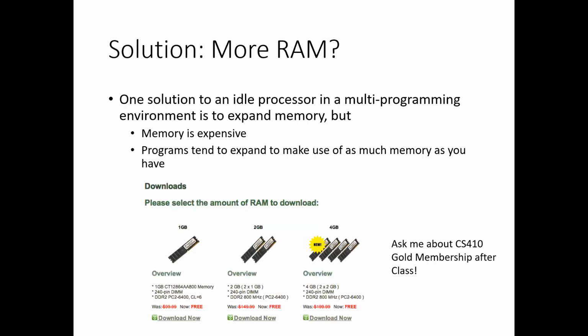So, what's the solution? Well, one solution is more RAM, and you can certainly attempt to download some. Seriously, one solution is to expand the amount of memory. The problem is memory is expensive, despite what it says here on this little infographic. Programs also tend to expand to make use of as much memory as you have. If you're working with things like Unreal Engine or Adobe products, they certainly expand to consume all the memory that you have. So that is one solution, but there is a limit that you're going to bump up against given the current architectures.